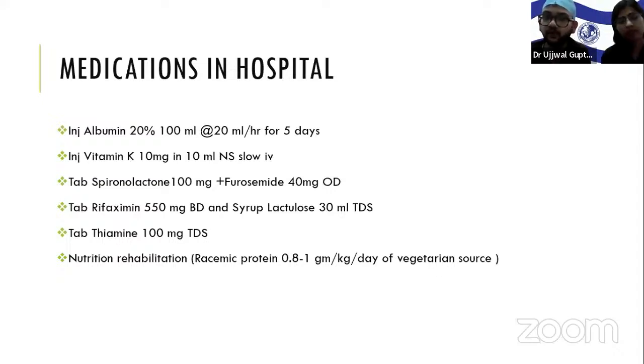Tablet spironolactone is an aldosterone antagonist. As I already told, due to the splanchnic vasodilation, there is activation of the renin-angiotensin-aldosterone system. So in order to inhibit the more and more sodium and water retention, we give spironolactone. But because spironolactone is a potassium sparing diuretic, we give furosemide along with it, so that furosemide balances the excess potassium retained by spironolactone, so that the patient does not undergo hyperkalemia.